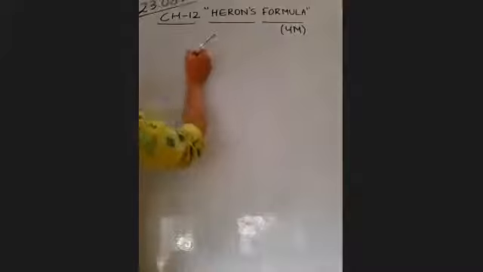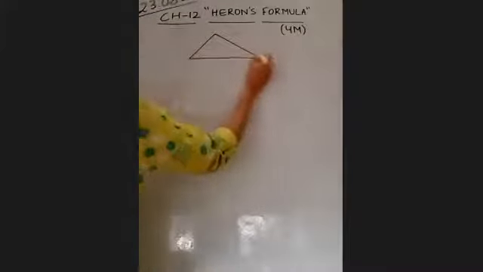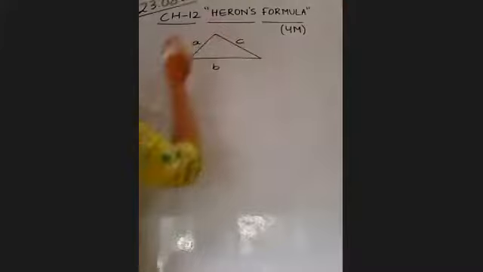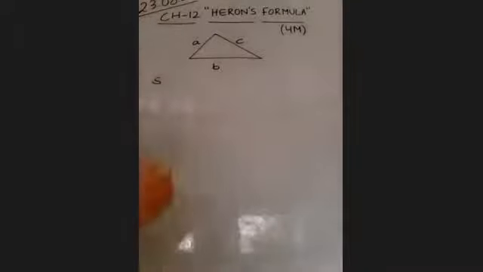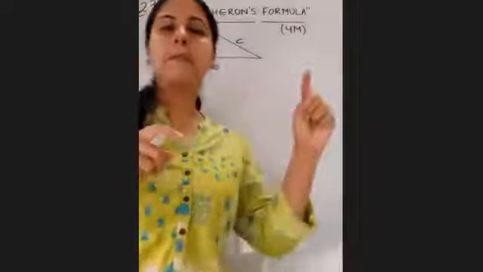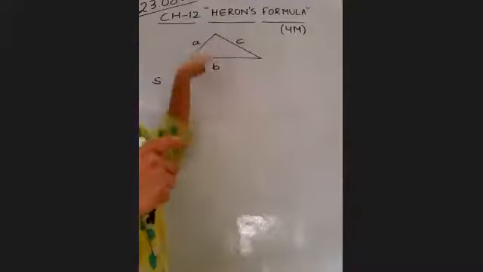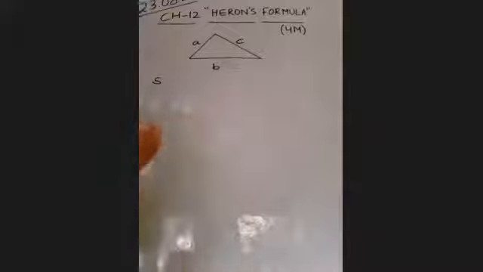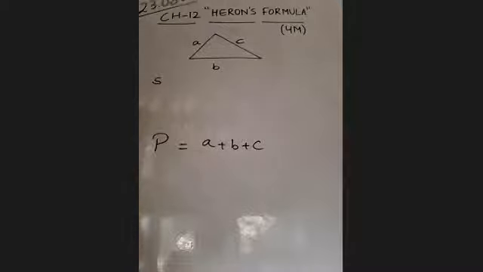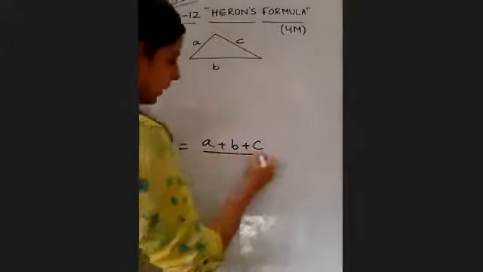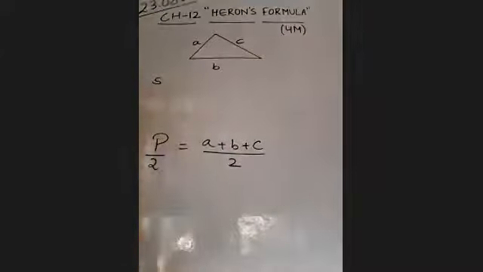Suppose we have a triangle. I'll just draw a rough figure. A, B, C are the three sides. Then as per Heron's formula, area of triangle. Before that, let me tell you this: do you know what is the meaning of perimeter, children? Yes, ma'am. Sum of all the sides. So A plus B plus C is your perimeter. If I find half of the perimeter, half of the perimeter will be A plus B plus C divided by 2.